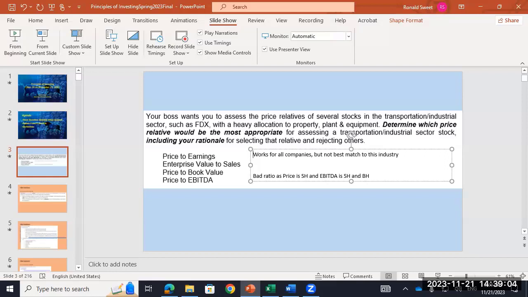every industry. No question. EV to sales ratio is fine, but best for what? Retail stocks, retail. So it's fine. Price to book ratio is fine, and best match for high cap total industry. So yeah, FedEx, I gave it away.